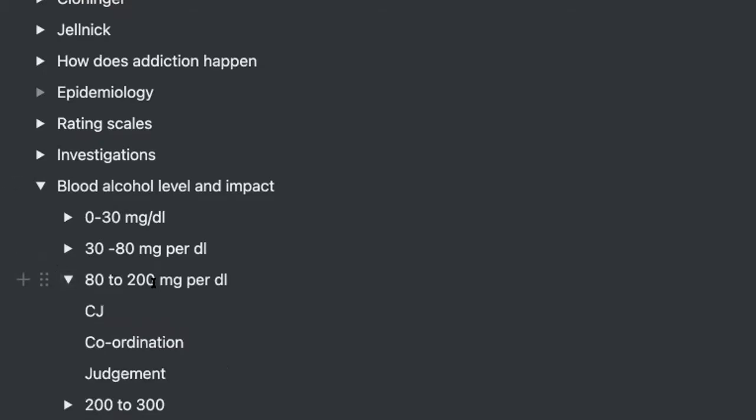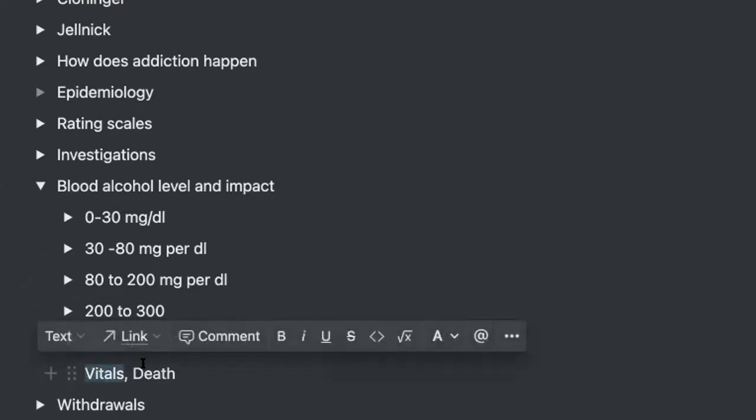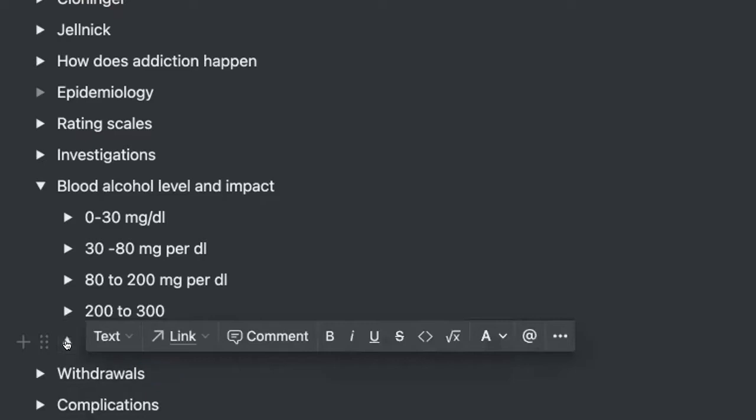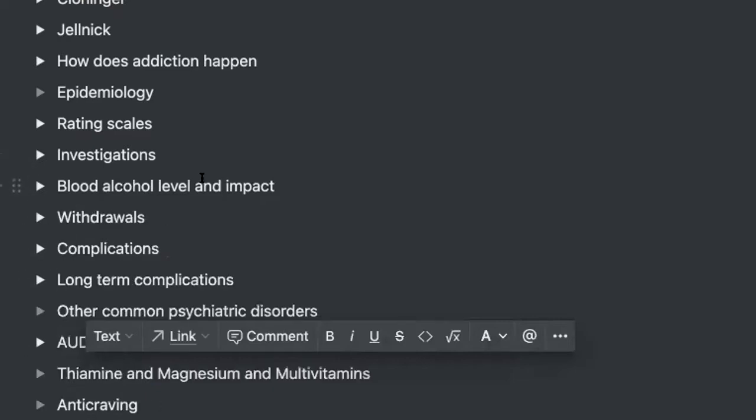Then at 80 to 200, remember CJ. What CJ means is coordination and judgment. So you will see a lack of coordination and impairment of judgment at 80 to 200. Then at 200 to 300, remember NSB. NSB stands for nystagmus, slurring, and blackouts. And then at more than 300, impairment of the vitals and probable death. So this is the blood alcohol level and its impact.